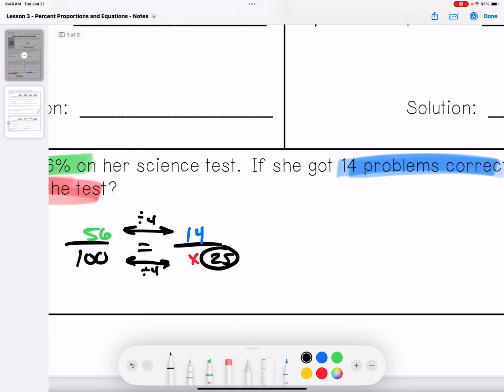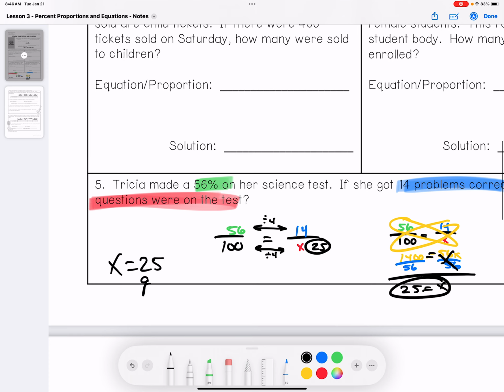The other way to do that is cross product, which I'm going to do right here, AKA the butterfly. All right, here goes your butterfly. 56 times x is 56x. 14 times 100 is 1400. And then you're going to divide by 56 on both sides. And you're going to get x equals the same thing, 25. So x equals 25 questions.